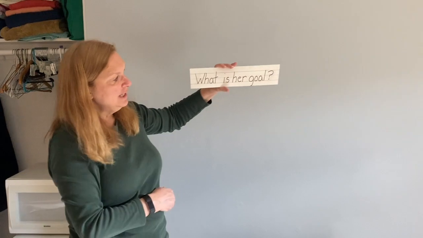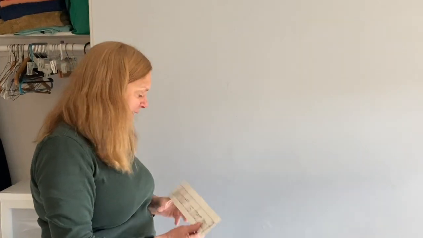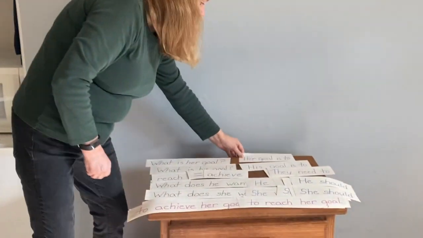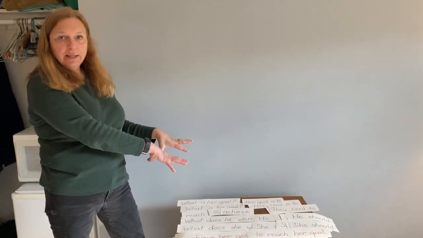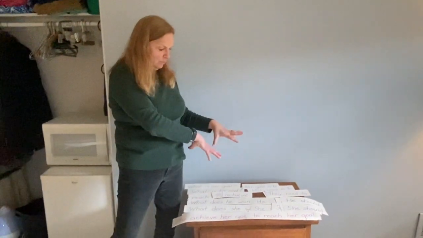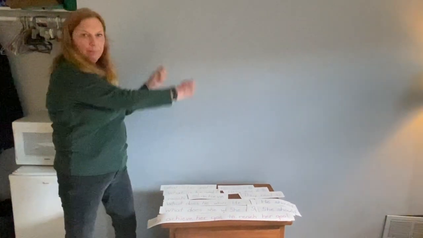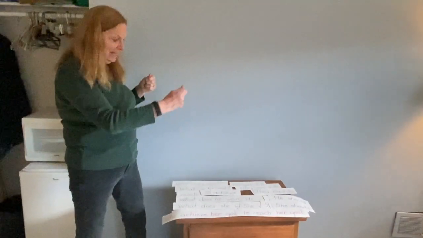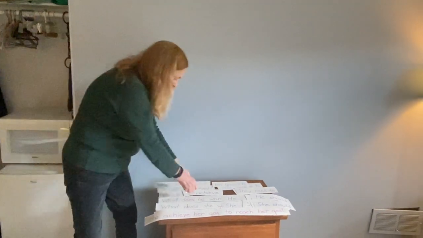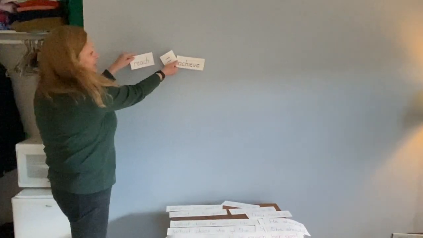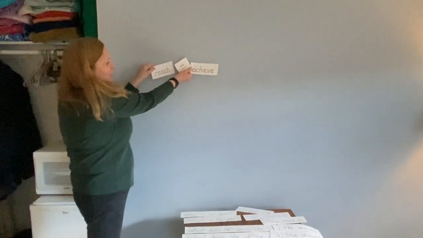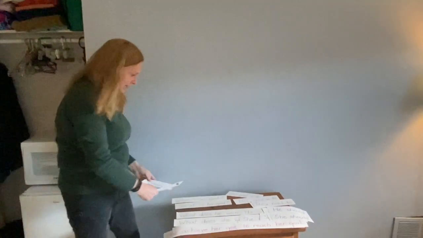So this one says, what is her goal? Which is the same lesson that we were just talking about. And then we've got her goal is to. So what I usually do is I keep them down here, and I've got them sorted by what category they are. So I put them up as I'm teaching the lesson, and then they stay up there. In the lesson, they talk about how the word reach is the same as the word achieve. So I've got an equal sign and I've got the two words, okay?